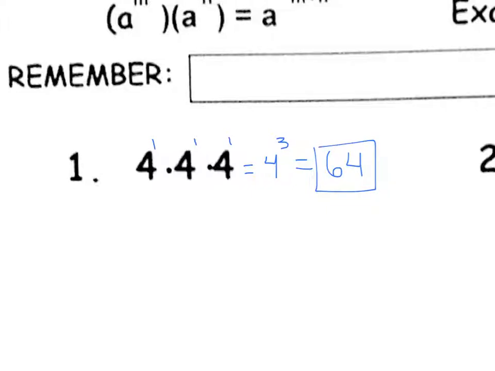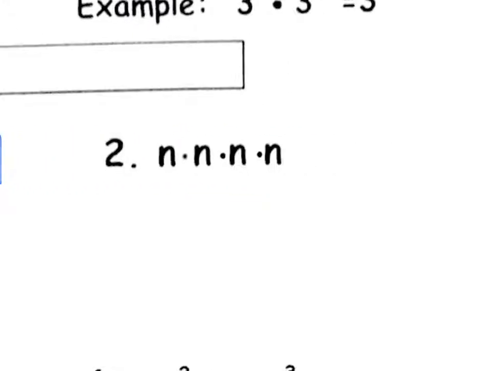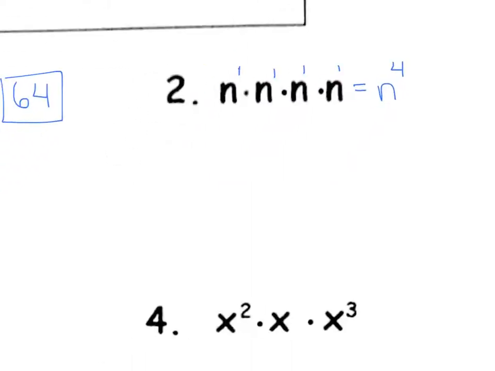Okay. Now let's look at one with variables. Same thing with variables. No exponent, we assume that it's going to be a 1. 1, 1, 1. So this becomes n to the, and then we add up all the exponents and we get 4. Now that one we can't solve, obviously, because it's a variable. So that's all we could do.